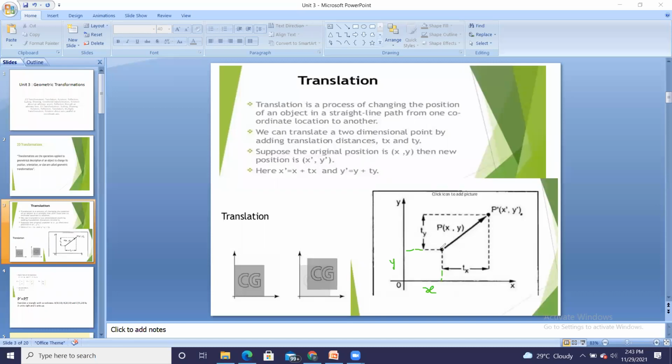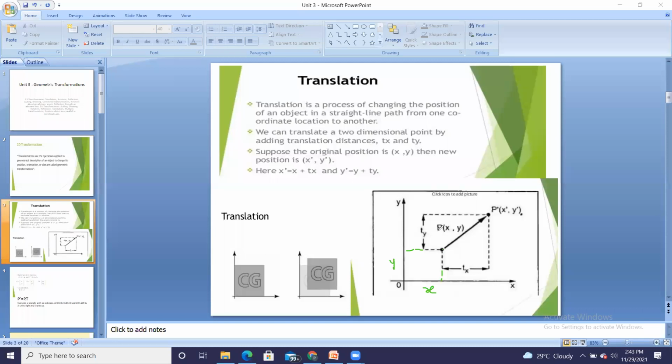Now, after translation, I will shift this point to this other location, where the new location is called P dash. Whether the size or the shape of the object is changed? No. The point's size and the point's shape are as they are. What we are changing is just its location, just its position. So we are shifting this point somewhere else. Now that new point P dash is having the coordinates x dash and y dash respectively.